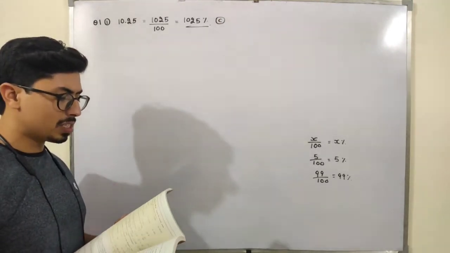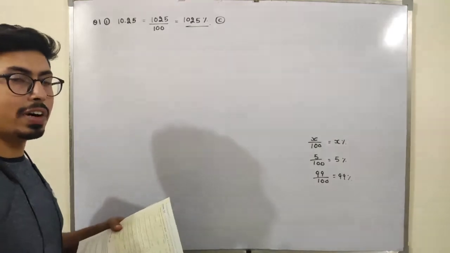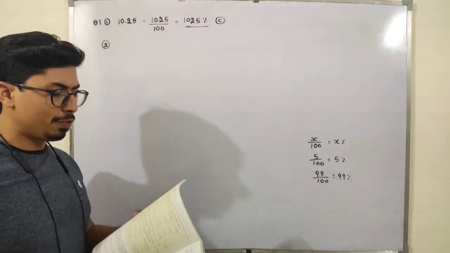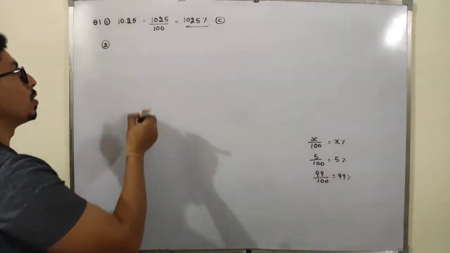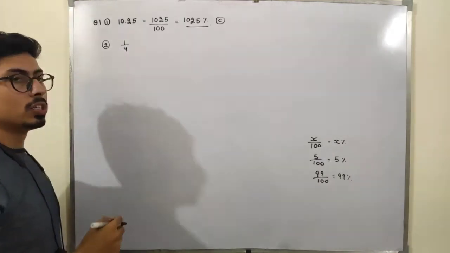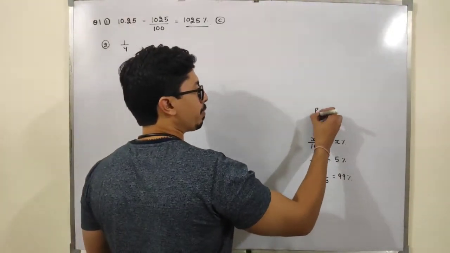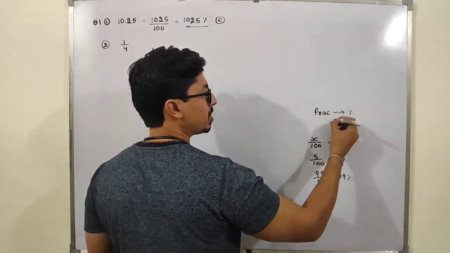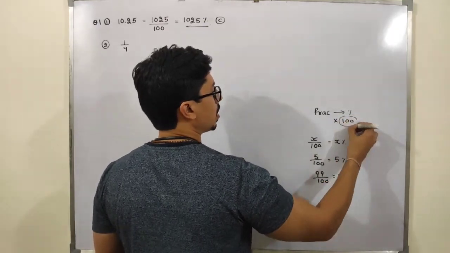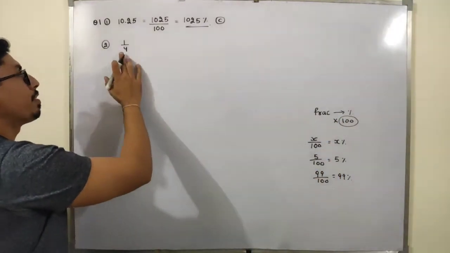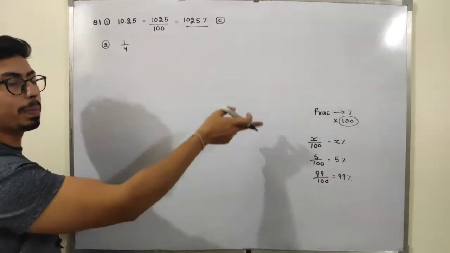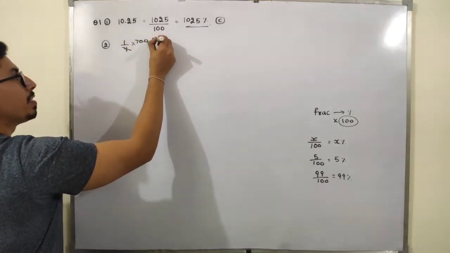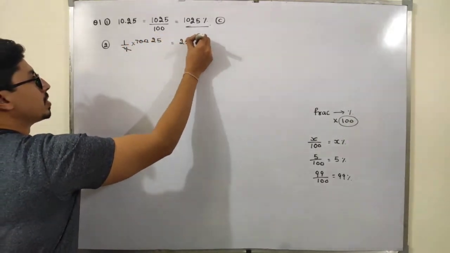Now similarly, students, in the second part of the question, a fraction value is given, that is 1 by 4. I have to convert the fraction value into a percentage value. Students, always remember one thing: to convert a fraction into a percentage, multiply it by 100. So 1 by 4 multiplied by 100 will be 25. So the answer will be 25%.